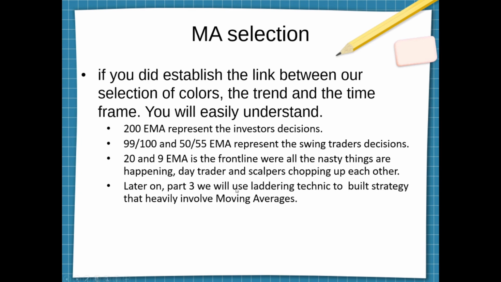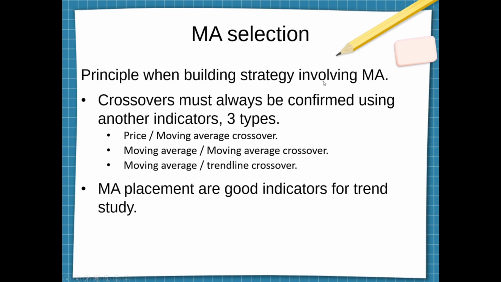Now later on in part 2, we will use a laddering technique to build a strategy that heavily involves moving averages. Now, the principle when building a strategy involving moving averages: a crossover must always be confirmed using another indicator. The confirmation with the candle is extremely important. For an example, you have price and moving average crossover. So I think we did go over this.